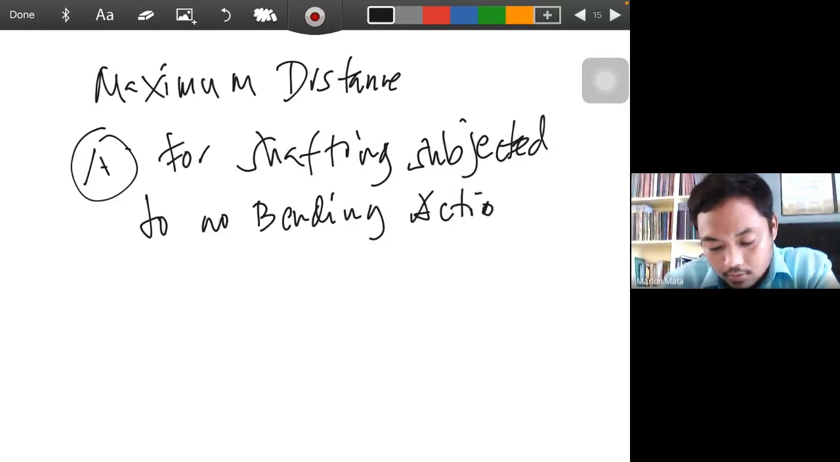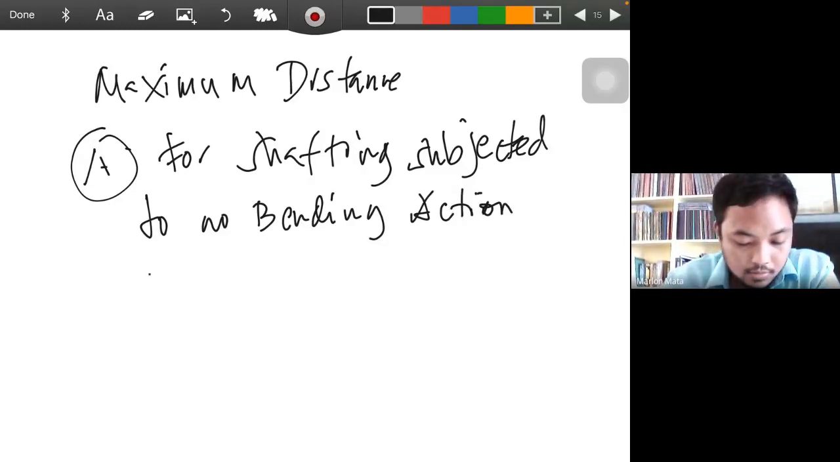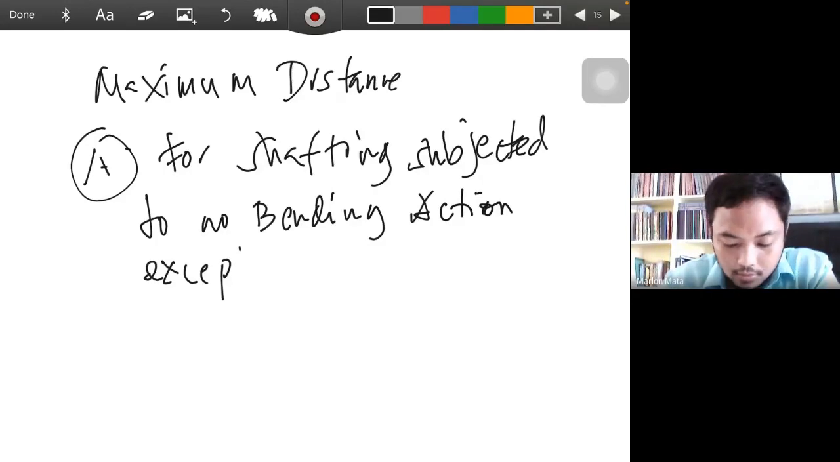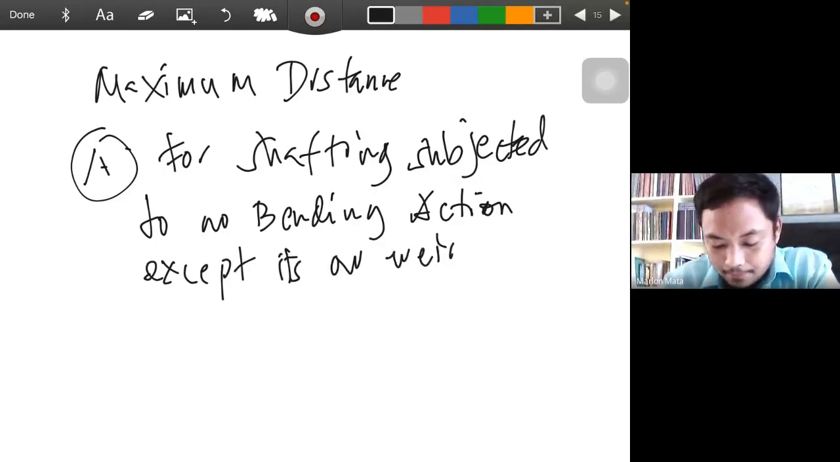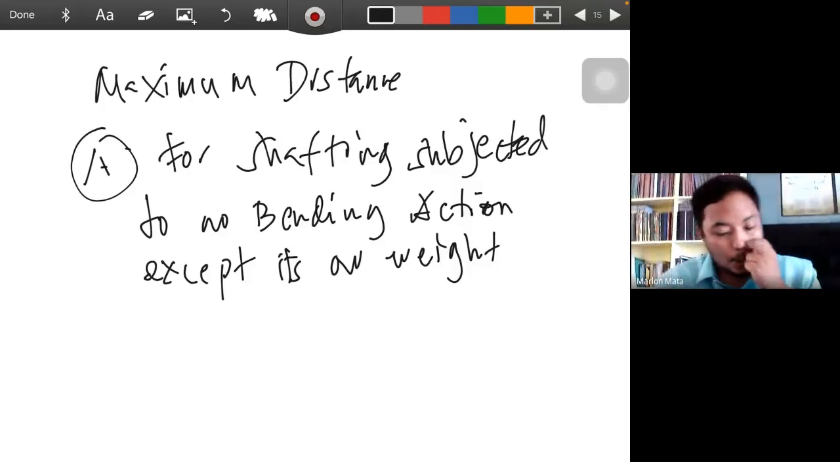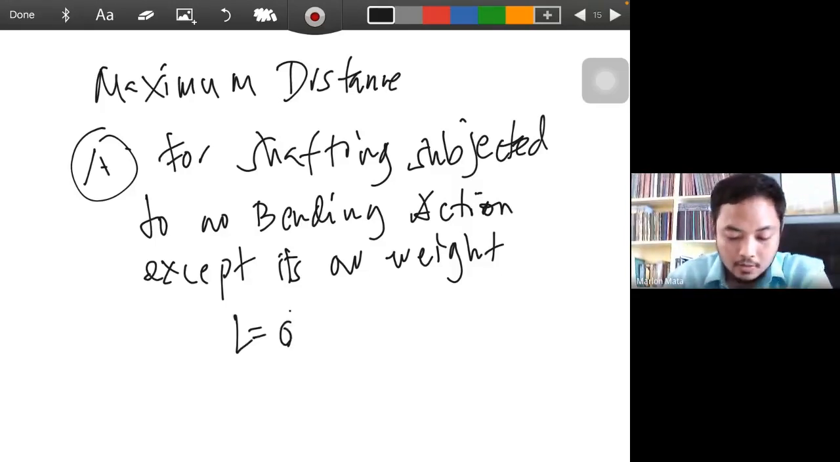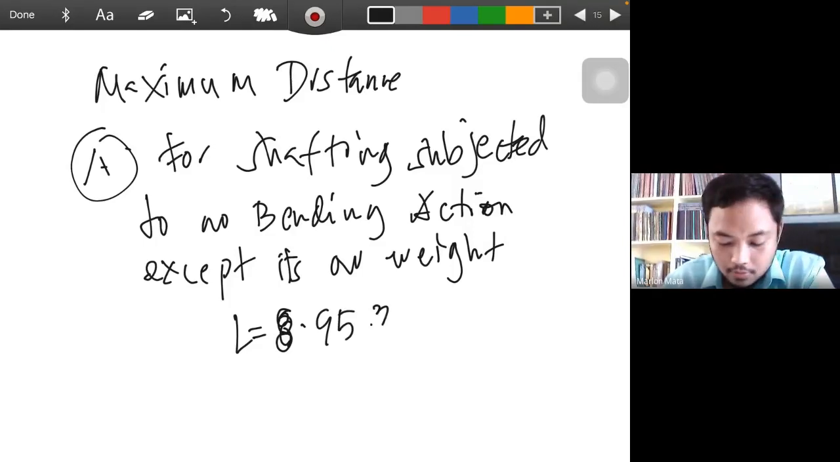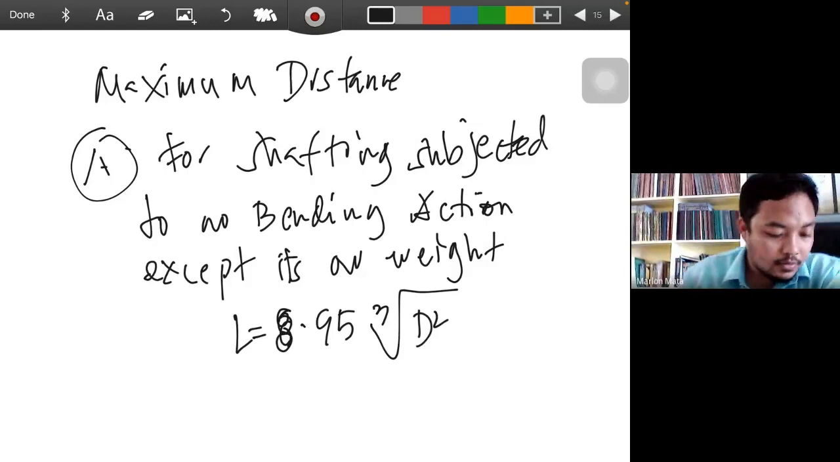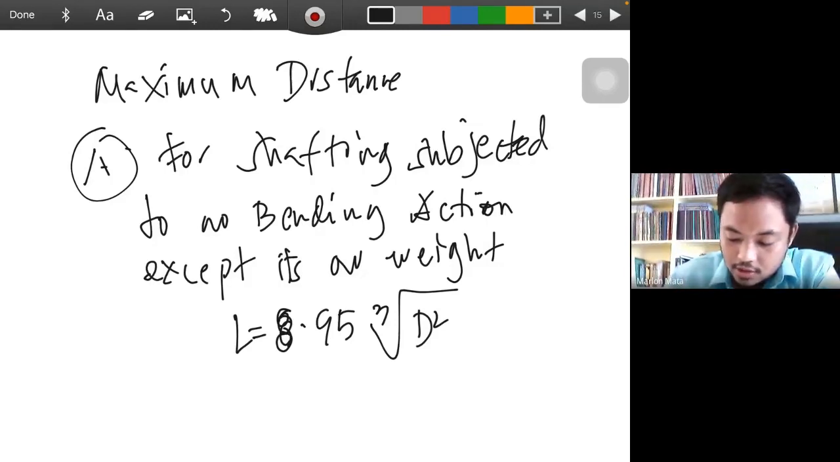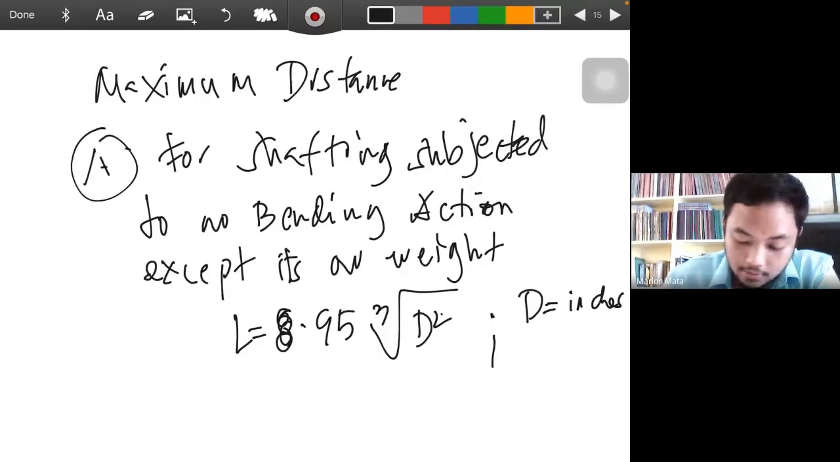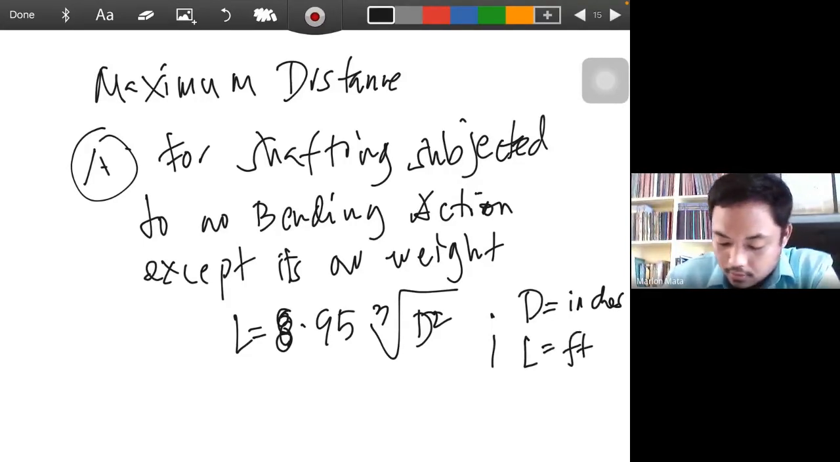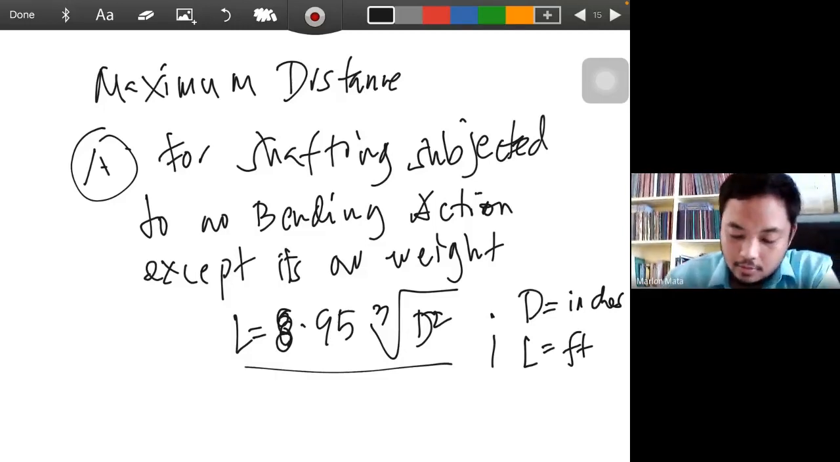So, no bending action except its own weight. So L is 8.95 cube root of D squared, where D is in inches, and of course, length is in feet. Okay. Subjected to bending action except in its own weight.